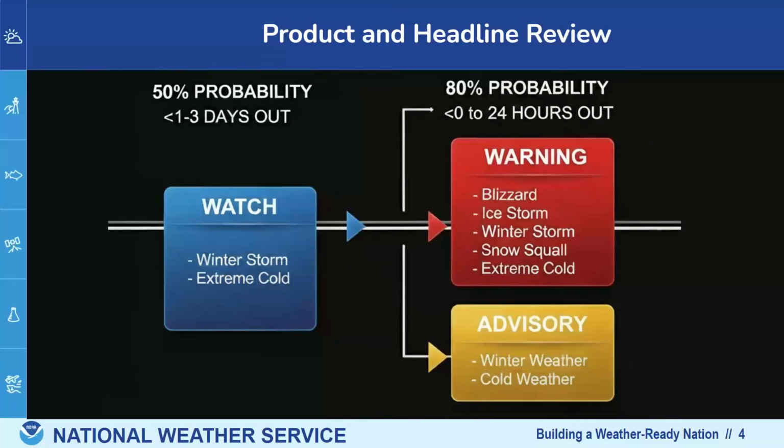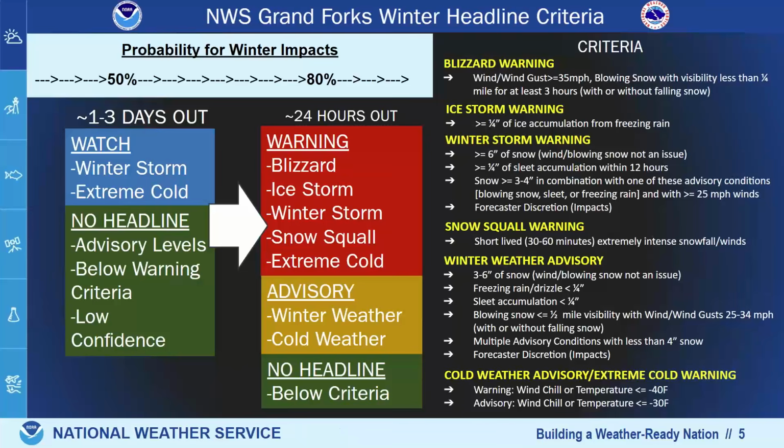So, maybe the probability of blizzard conditions is going up by the time we're within the 24-hour period. It's at 80%. Now we'll issue that blizzard warning. Conversely, maybe the probability went down, and now we don't need a headline for your area since the watch was just for a 50% chance that it was going to occur. Same is true for advisories, for advisory level impacts. So as we get 80%, we'll issue the advisory.